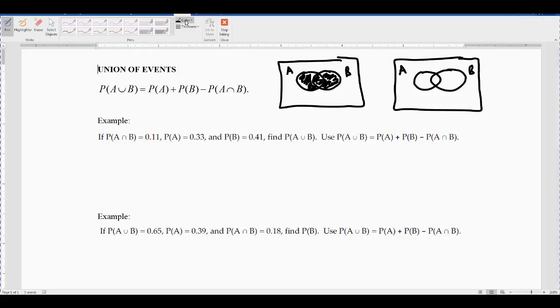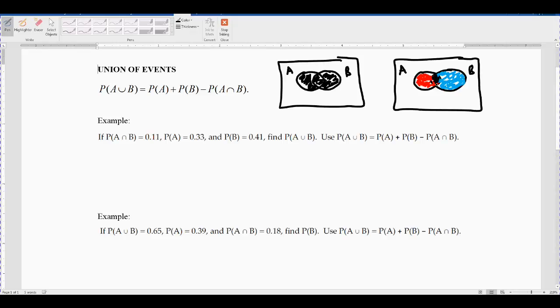So what I'm going to do is explain this to you a little bit better. So let's say the probability of A, that means we're going to shade all of this. Got that? Now the probability of B means it would be all of this. And if you notice, we had some overlap. And the overlap we had was right in the middle.